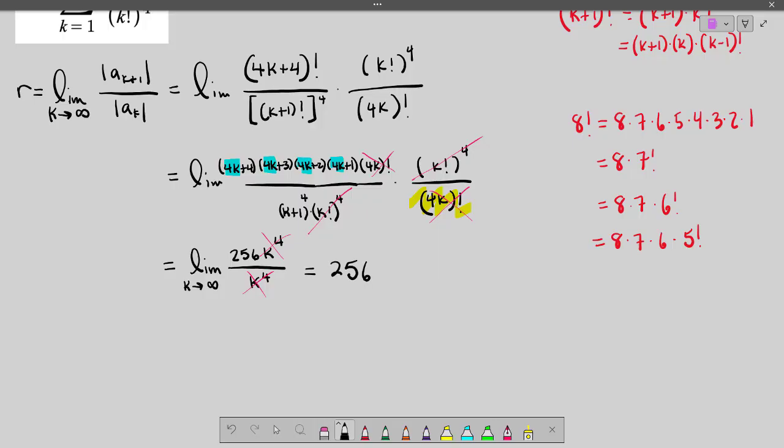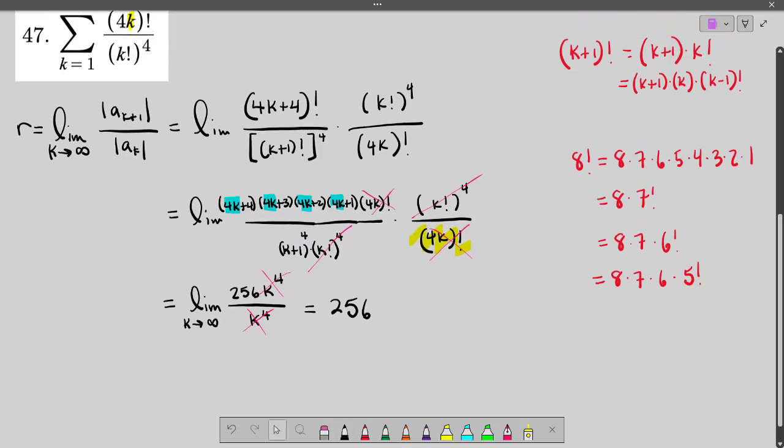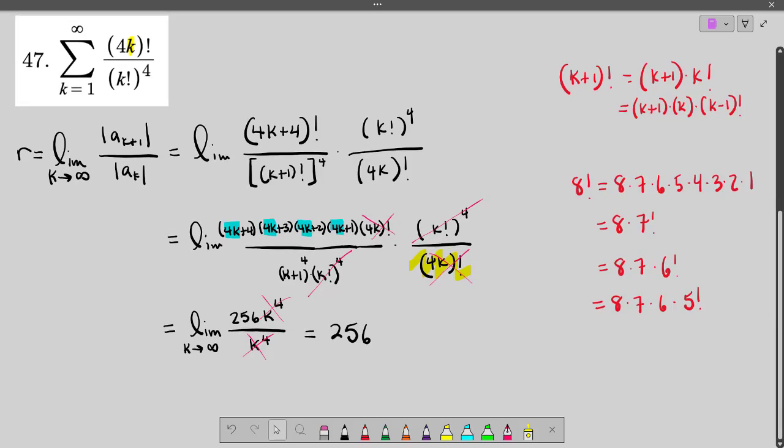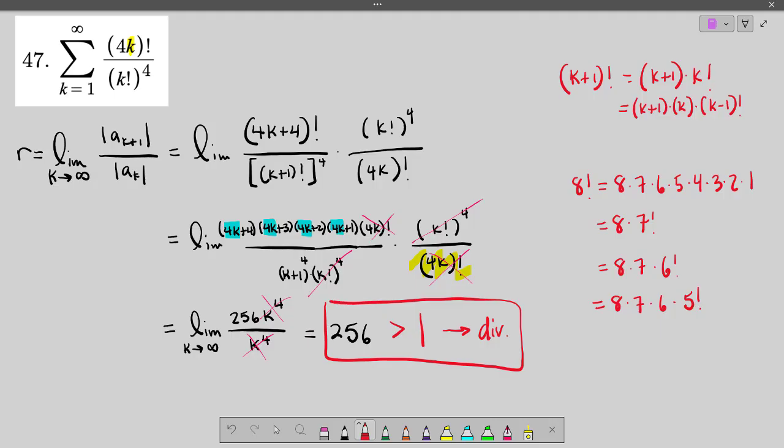So what is our conclusion then? This is the ratio test, which parallels the geometric series, which tells us that we're going to compare this to 1, and this is greater than 1. Just like the geometric series, in order to have convergence, you need an r value of less than 1. So this tells us that we have divergence. If r is greater than 1, there is divergence.